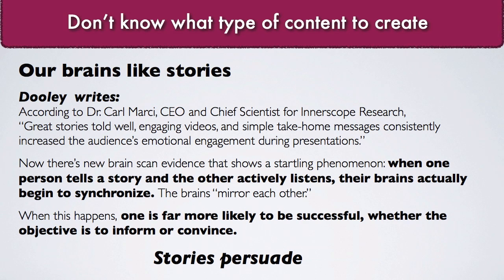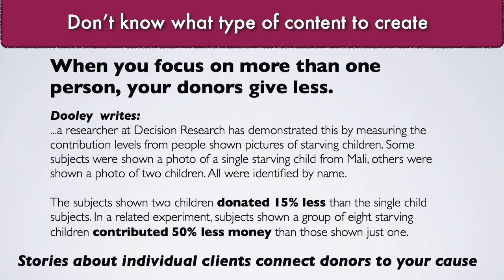Linked to that, and this really blew my mind, when you focus on more than one person, your donors will give less. They did a study where they got a group of people together and they showed a photo of a single starving child from Mali and the other group had 2 children that they showed, and they identified the kids. And the people shown just 2 children gave 15% less. When they increased it to showing 8 children, the donors gave 50% less.